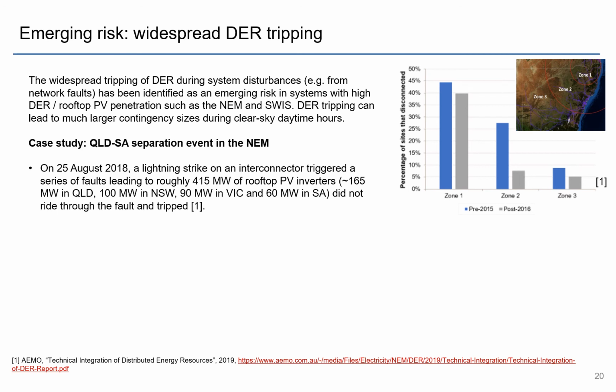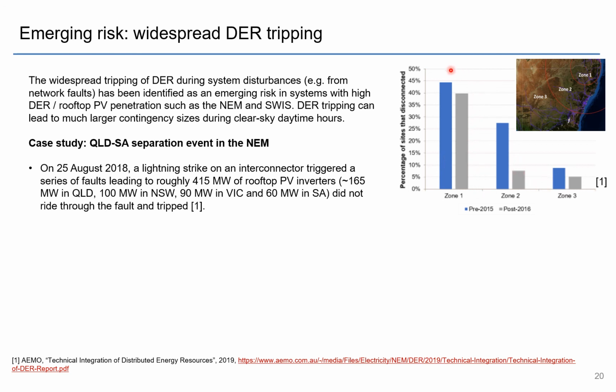And here's a case study again of the Queensland and South Australia separation event from 2018. A lightning strike hit the QNI interconnector up near Queensland, and it triggered a series of faults that led to about 415 megawatts of rooftop PV inverters tripping. Here we put some zones, zone 1, zone 2, zone 3, which are like distances away from the fault location. This graph shows how much was tripped at each zone.